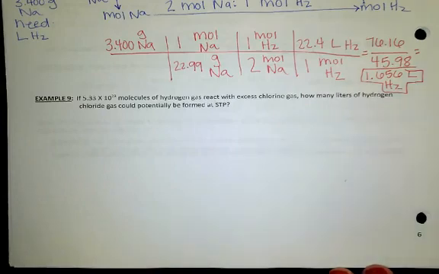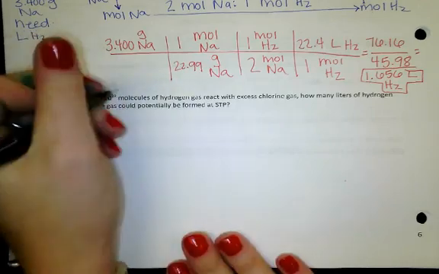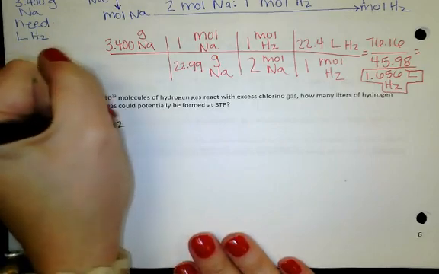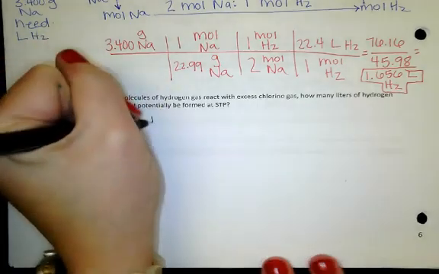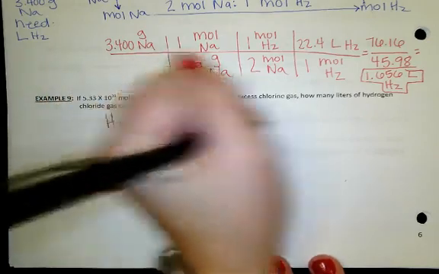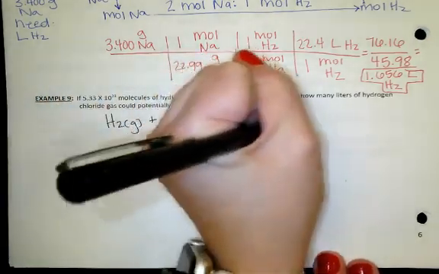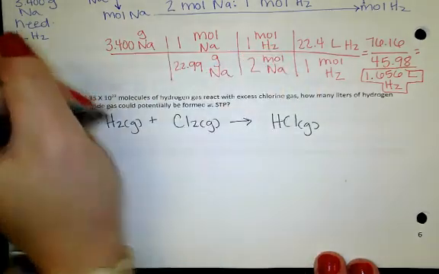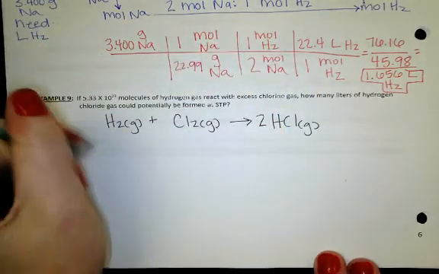It says if we have 5.33 times 10 to the 23rd molecules of hydrogen gas react with excess chlorine gas, how many liters of hydrogen chloride gas could potentially be formed at STP? So this is a synthesis reaction. We got hydrogen gas reacting with chlorine gas, and it's forming hydrogen chloride gas. So to balance, you're just going to put a 2 in front of the HCl, and there will be 1.